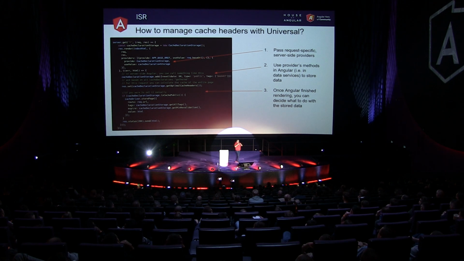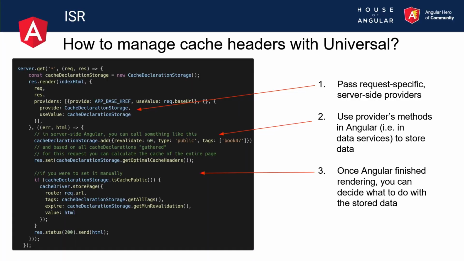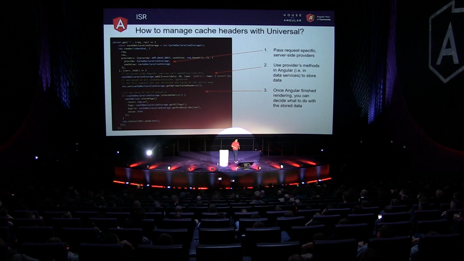And once I have a lot of those tags and a lot of those cache declarations, I can figure out what are the optimal headers. Essentially, what's the worst case scenario? So if your application made 3 requests on the server side, and 2 of them were public, 1 of them was private, then you should treat the entire page as private. But if you made 2 public requests, then you should take public cache, but with lower revalidation time. So figure out the worst case scenario.